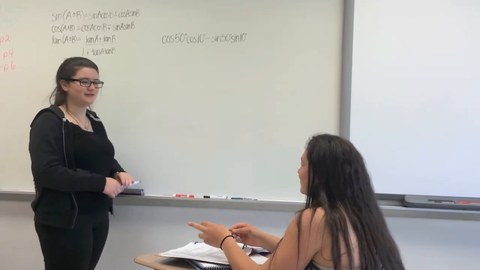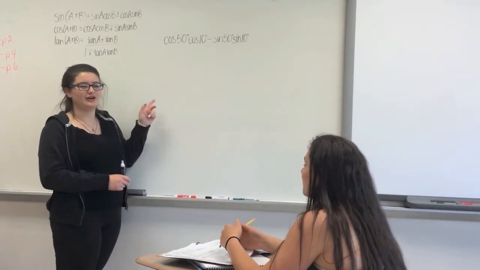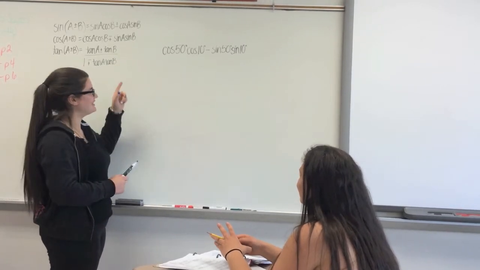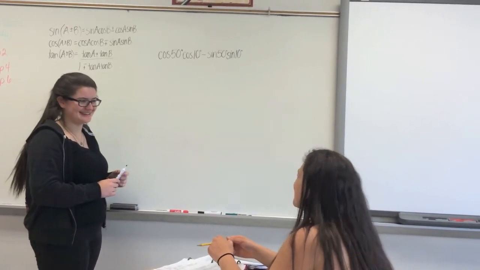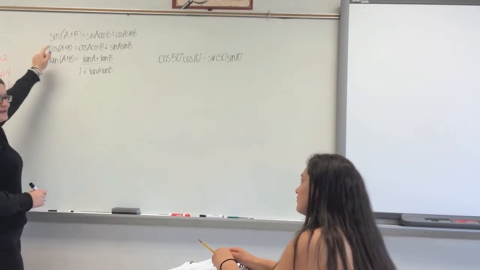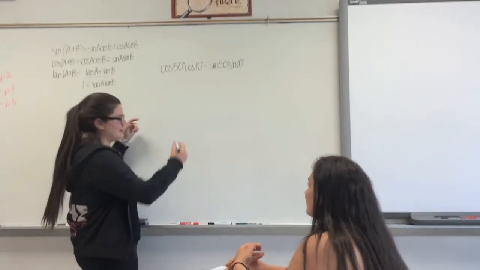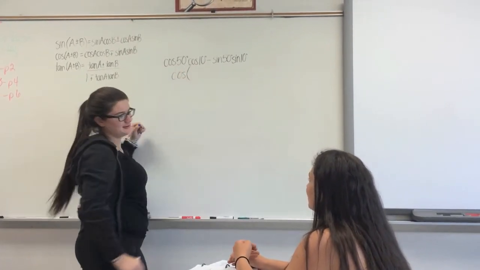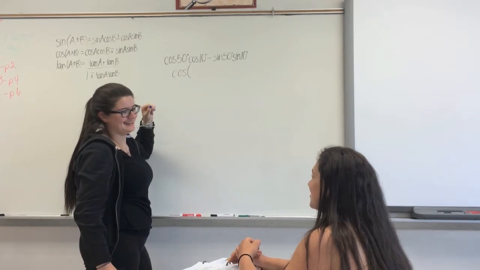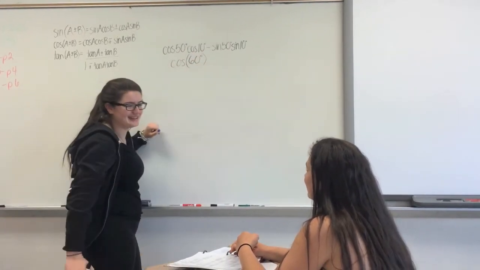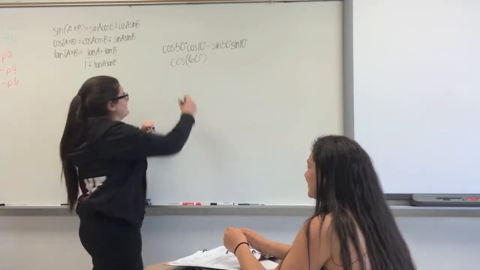You can use identities starting with an unknown angle, but you can also condense them when you are given a problem like this. So Sarah, which identity is this one? The cosine of a sum. Okay, so we're going to use this one, and when you condense this, you end up with cosine of 60 degrees, because you added what? 50 and 10. Yeah. And then we can further simplify this to 1/2.